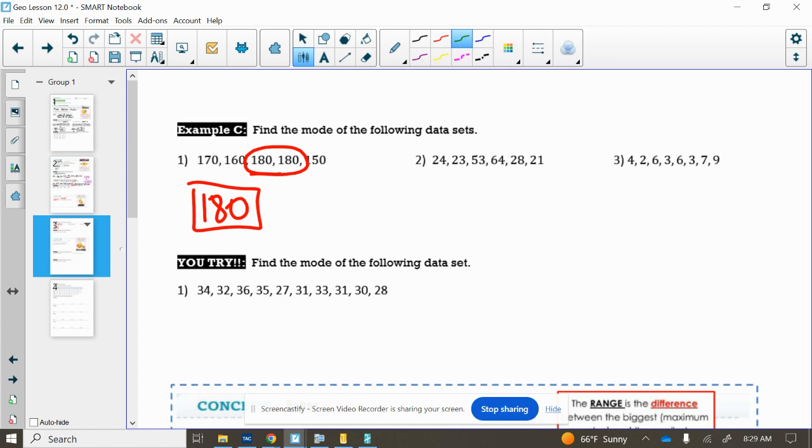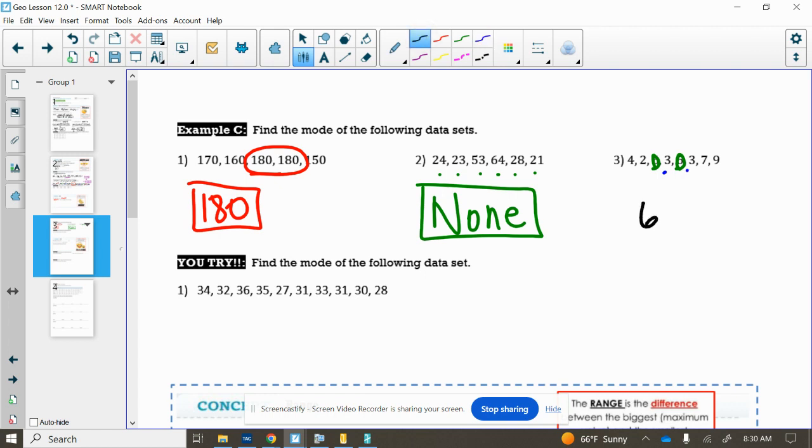If we look at the next data set, there are no numbers that have a buddy, right? They all are just singularly used. So there is none that is used the most out of the data set. And then in the last one, we are given 6 twice, and we are given 3 twice. So our two values would be 6 and 3. Since they are both used twice, everything else is only used once.